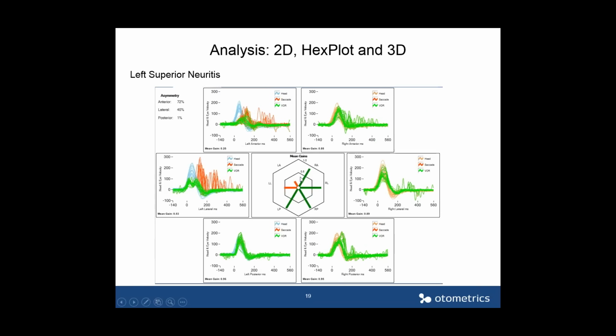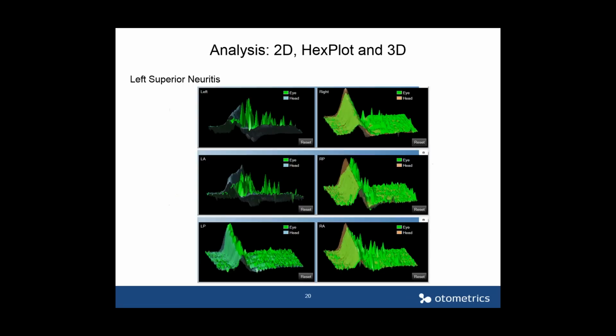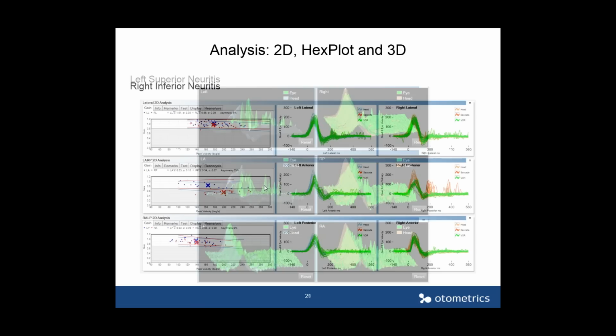You can also look at this in the hex plot. What's in red is abnormal, green is normal, so it's pointing to the left anterior and left lateral as being abnormal. And then the other way to look at this is in the 3D display. One thing that Dr. Hamagi always says is look for the canyon. You look for this gap between the head and the eye. The blue here is the head and the green is the eye, and you can see there's kind of a tunnel in between the two of them, versus in the normal results, where the eye and the head lay completely on top of each other. So not only do you see this tunnel in the left anterior and left lateral, you also see all those catch-up saccades. So that's superior neuritis.